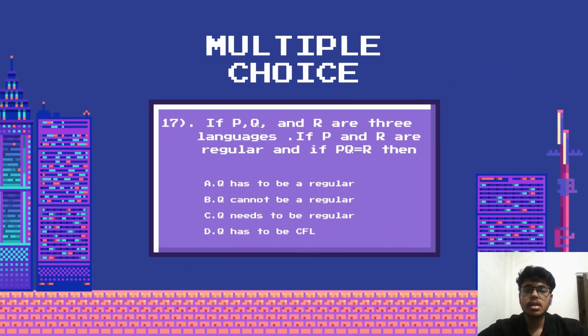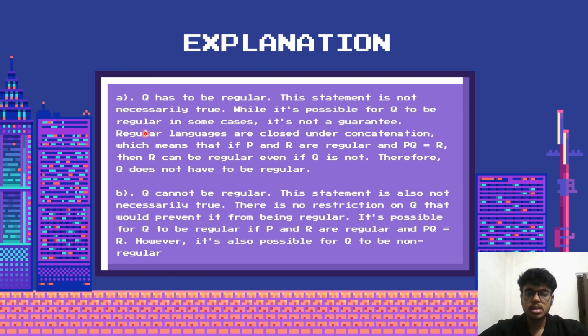So our question is: if P, Q and R are three languages, if P and R are regular and if PQ equals R, then option A, Q has to be regular; option B, Q cannot be regular; option C, Q needs to be regular; and option D, Q has to be CFL, that is context free language. So let's find out the correct option.